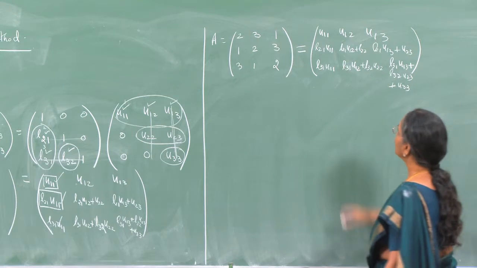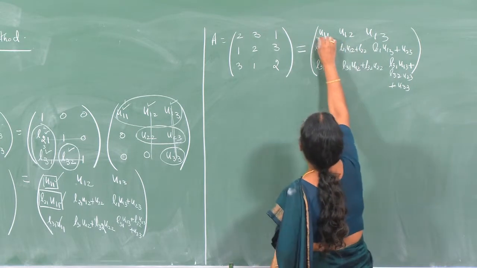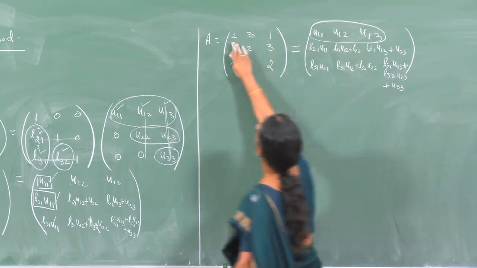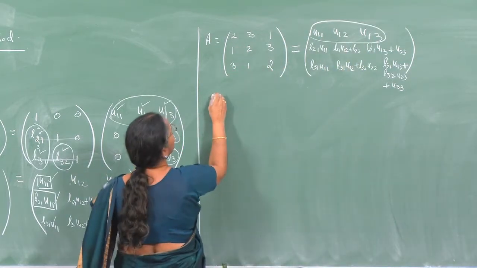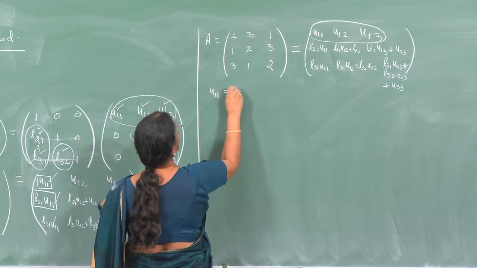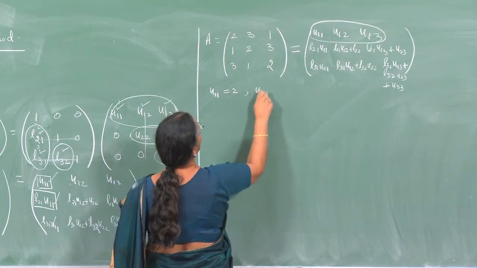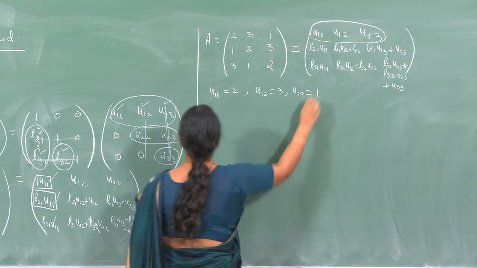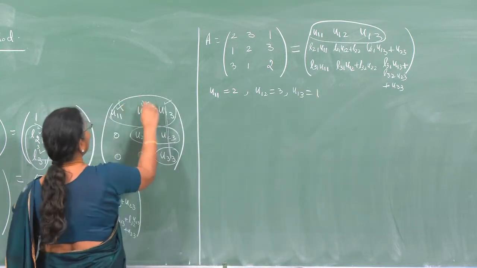So, what should we do? We first determine the first row here by equating it to this. So, that immediately tells us U11 is 2, U12 is 3, U13 is 1. So, these are determined.